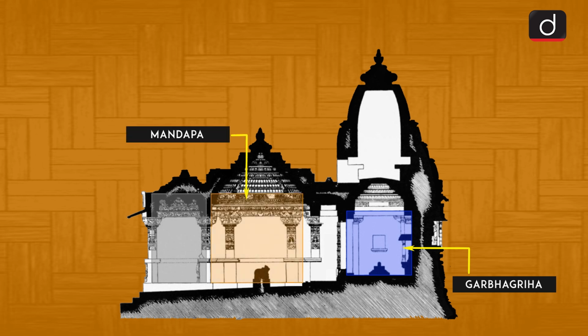The mandapa, the entrance to the temple, could be a portico or a colonnaded hall where worshippers stand. The Shikhara or Vimana, noticed from the 5th century CE, is a mountain-like spire on top. In North India, it is called Shikhara and is curving in shape. In the south, it is called pyramidal tower and is called Vimana.